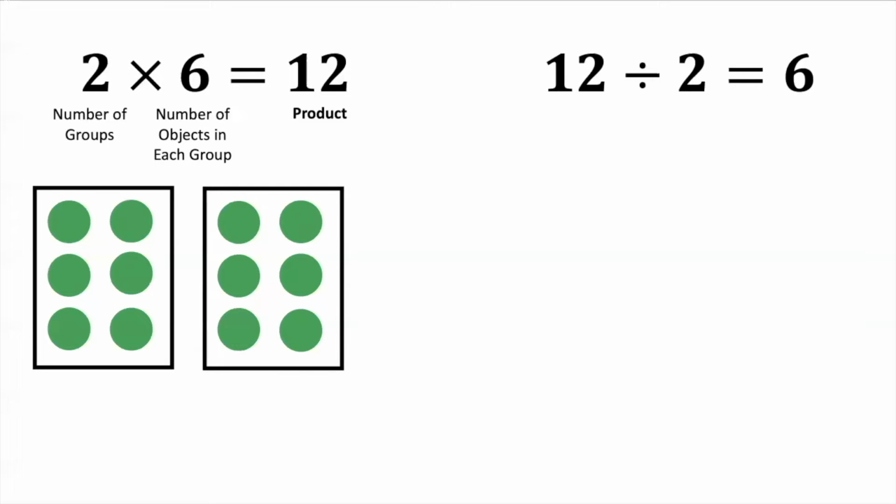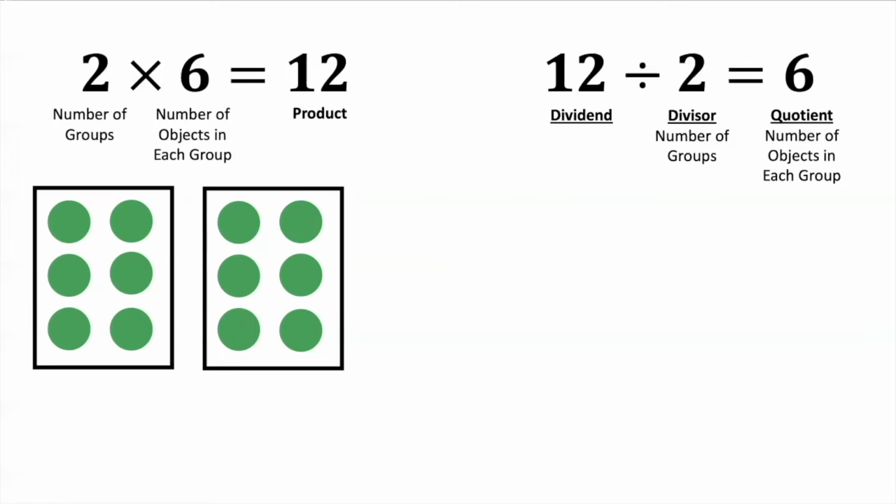Let's look at the parts within our division problem. 12 represents our dividend. It also represents the total number of objects. The 2 represents our divisor. It also represents the number of groups. And the 6 represents our quotient, or that's the answer to a division problem. It also represents the number of objects in each group.